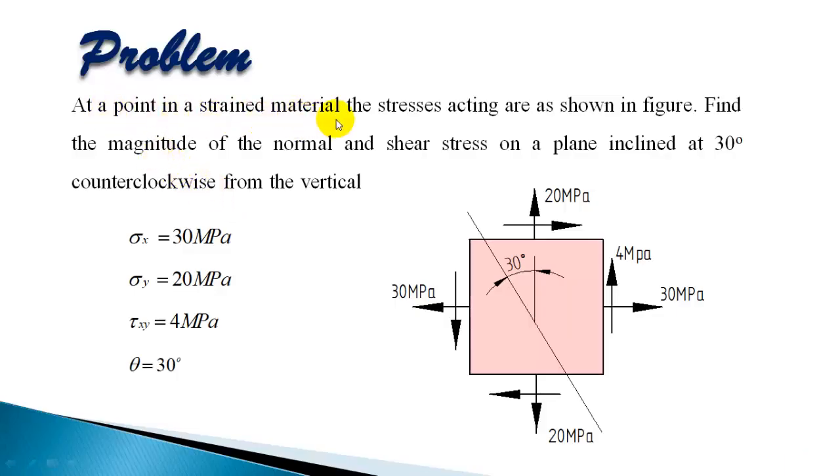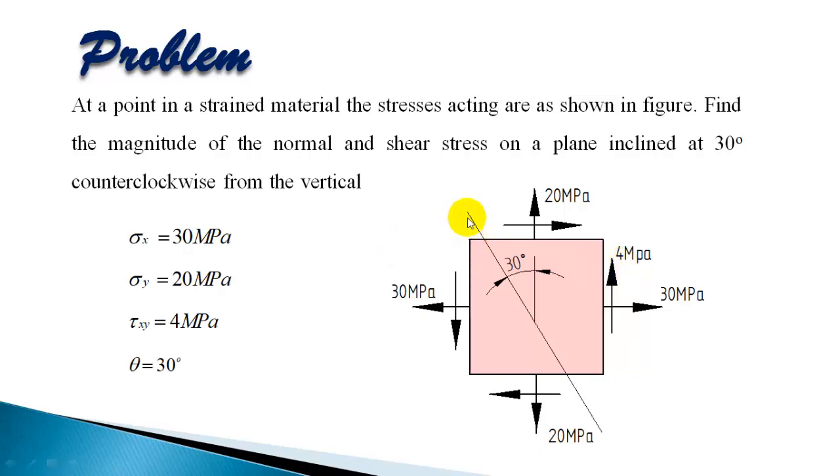At a point in a strained material, the stresses acting are as shown in figure. Find the magnitude of the normal and shear stress on a plane inclined at 30° counterclockwise from the vertical. So you have normal tensile stress in x direction of magnitude 30 megapascal and tensile stress in the y direction of 20 megapascal, and also we have a shear stress of 4 megapascal associated with this.